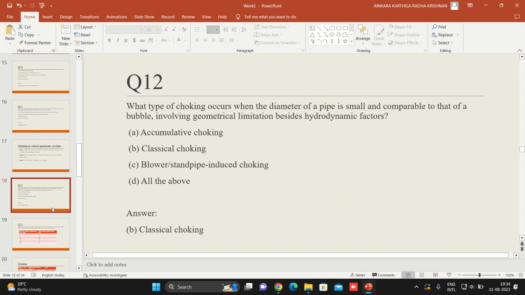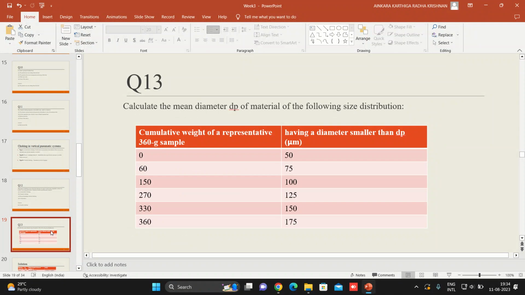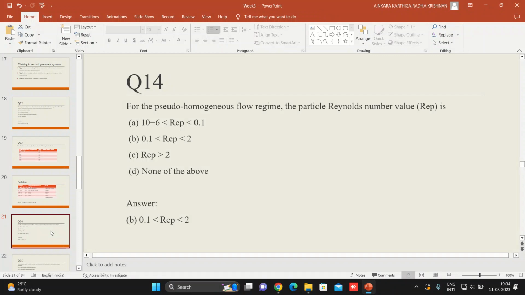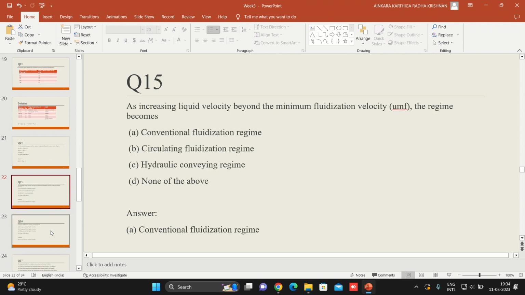And then the next question was also about choking, and in question 13 it was a problem helping us calculate the mean diameter of the particle, where a particle size distribution with a wide range is given, and the solution to this problem. And in question 14, it was about the pseudo homogeneous flow regime, for which an appropriate particle Reynolds number value is required.